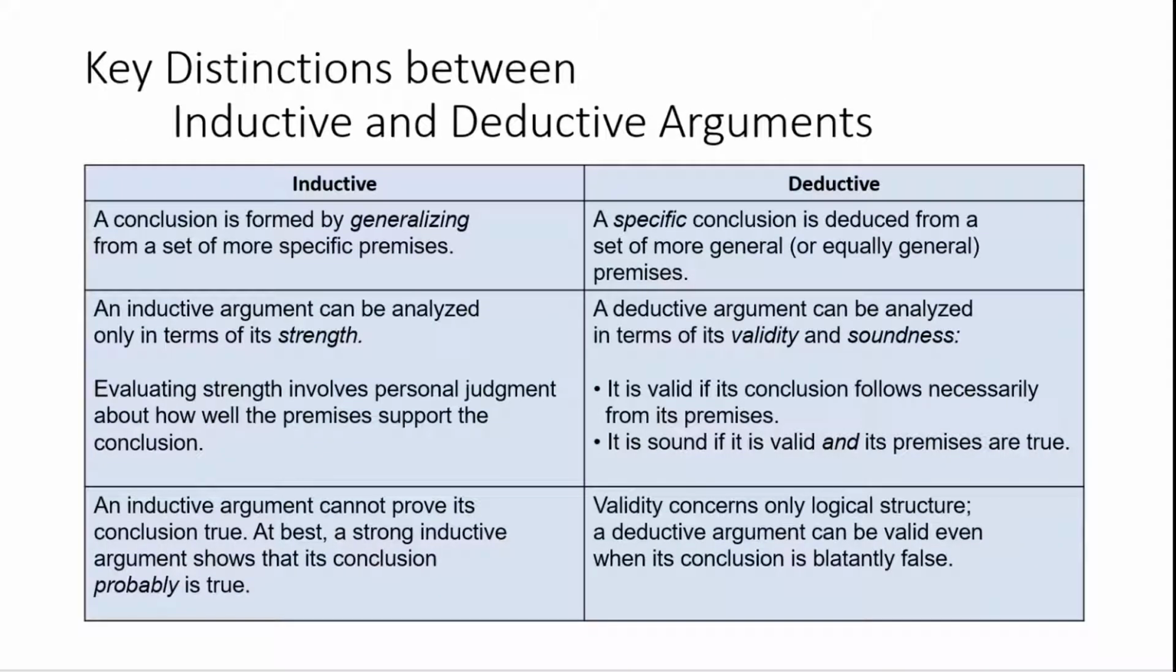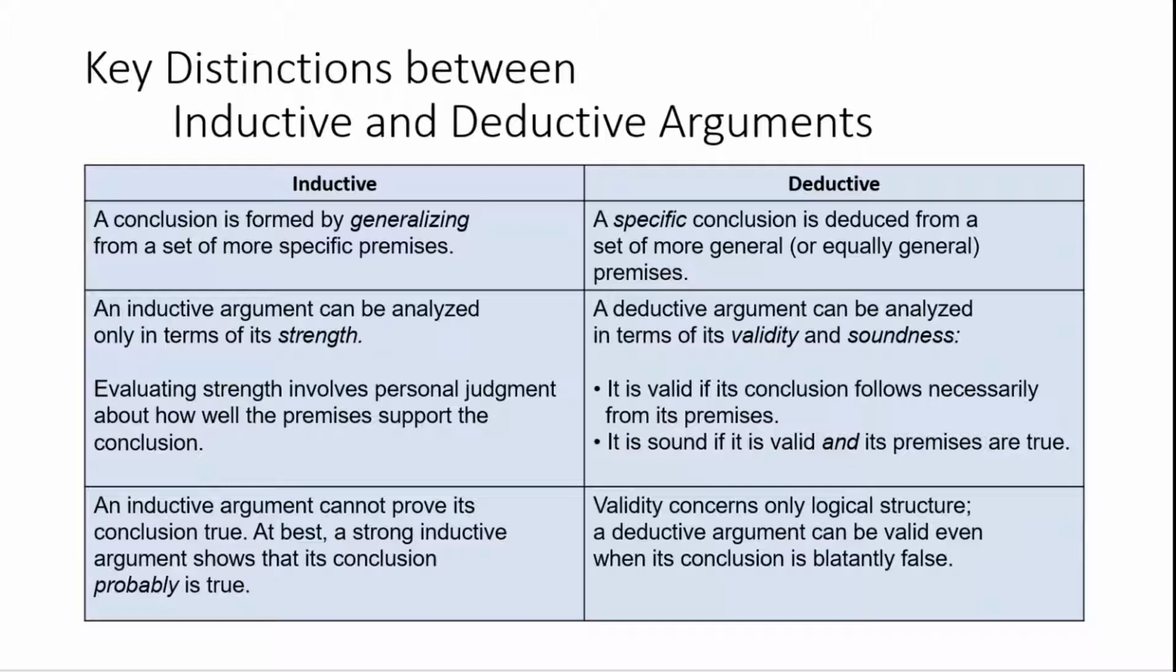There are some key distinctions between inductive and deductive arguments, provided for you as a table consisting of 2 columns and 4 rows. The first column is titled inductive. The second column is titled deductive. Under the inductive banner, a conclusion is formed by generalizing from a set of more specific premises, whereas with a deductive, a specific conclusion is deduced from a set of more general or equally general premises.